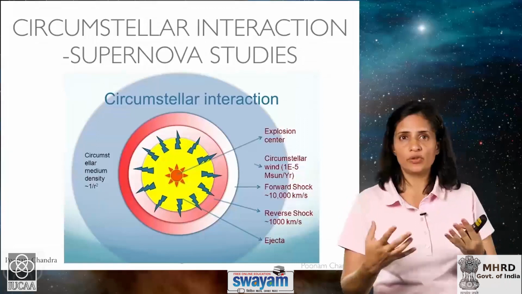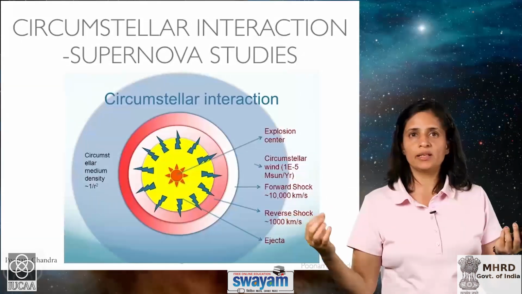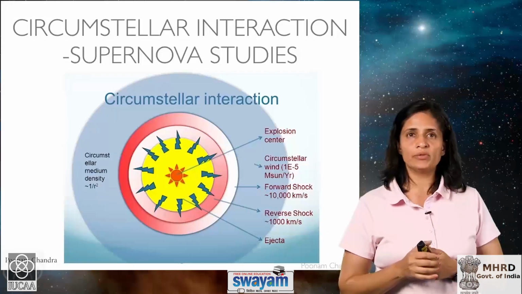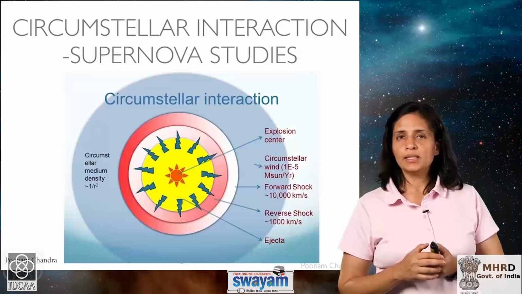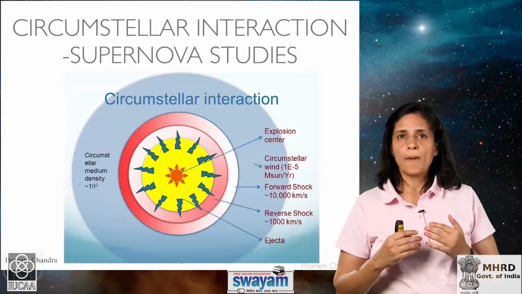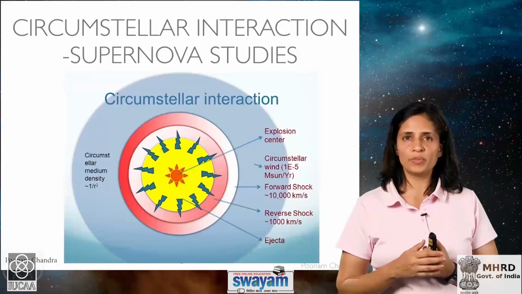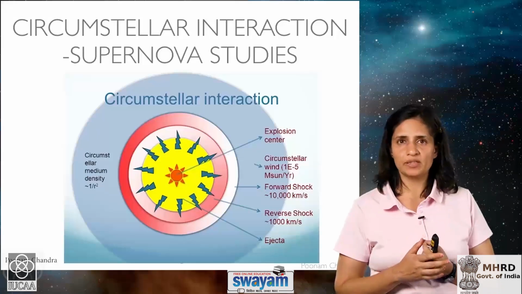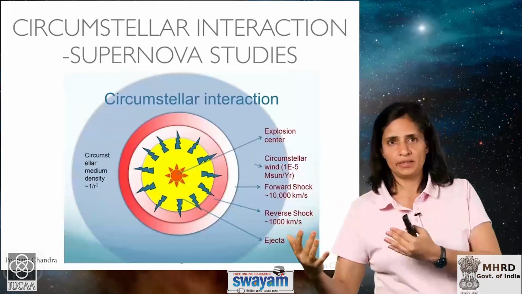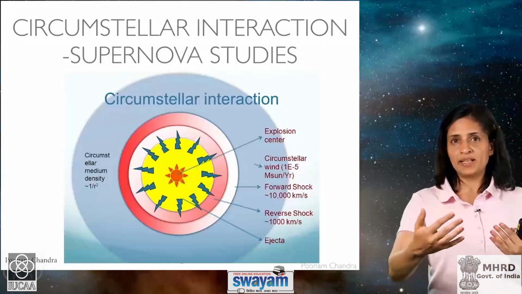For example, our sun also, you see these solar winds, these are nothing but the mass lost from the sun, and the sun is losing mass at a rate of 10 to the power minus 14 solar mass per year. And the stars I am talking about will lose mass at a much higher rate than the sun, and they can reach up to 10 to the power minus 5, minus 4 solar masses per year.